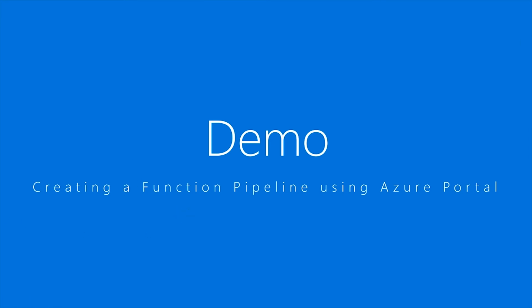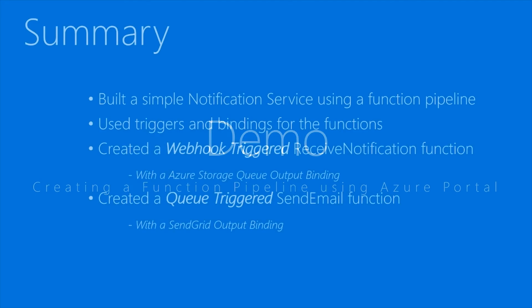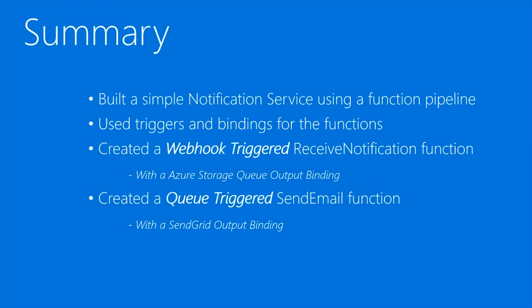Let's just quickly recap what we have done so far. As a summary, what we did was we created a simple notification service consisting of two Azure functions working as a function pipeline. One is a webhook triggered function with a queue output binding, and the other was a queue triggered function with a SendGrid output binding that sends the email to the recipient.